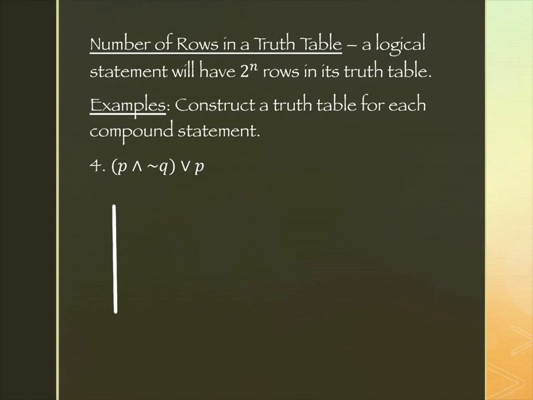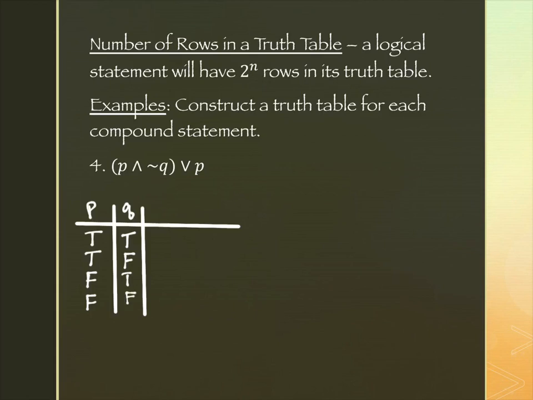So when I create my truth table, I will only have columns for P and Q, and they will always start out the same way. True, true, false, false, and then they oscillate. True, false, true, false. Okay? Even if you can't go any further, you can always do this much and get this much credit.